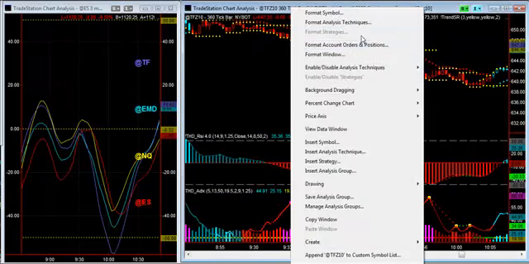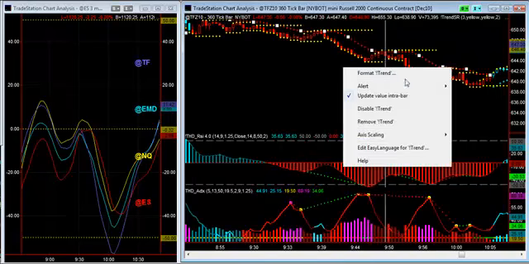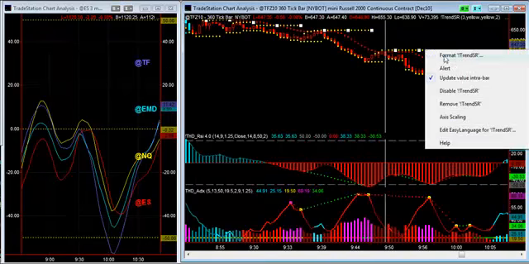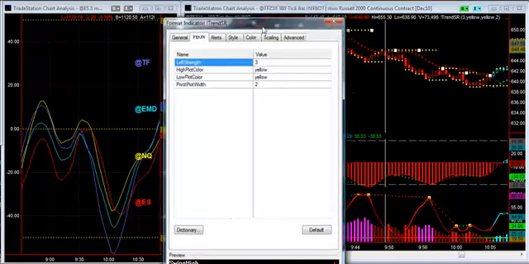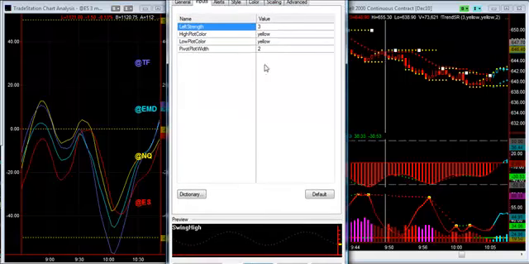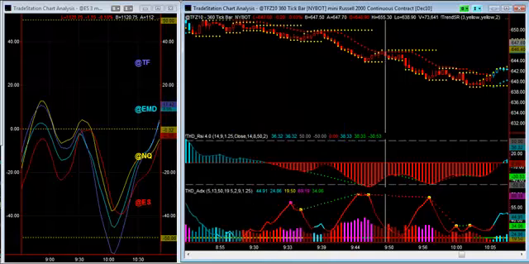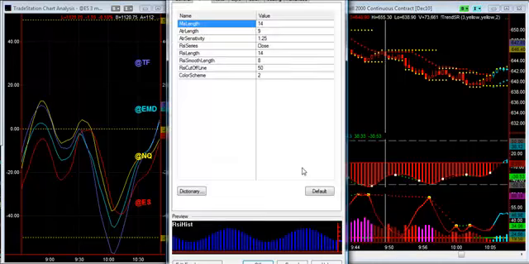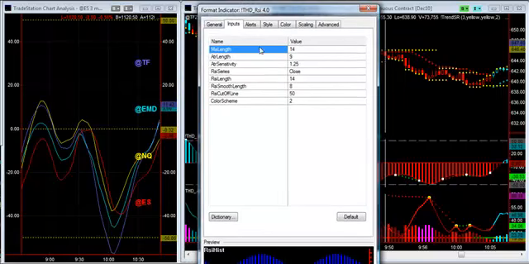The inputs on the trend SR. Again, I'm just right-clicking on my chart and left-clicking on Trend SR. And you can see we have a left strength, and this is set to any number. I use 3. We have options to choose the color for the highs and the lows, and we also have the width of the dot, and I have mine set to 2. Very minimal inputs there.